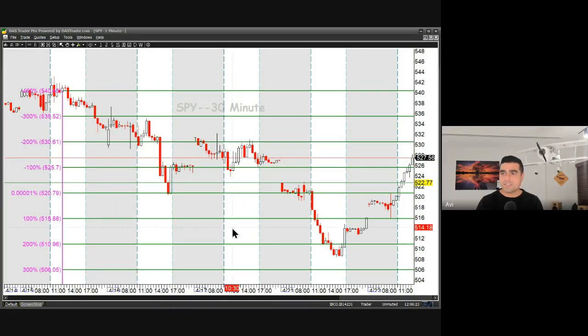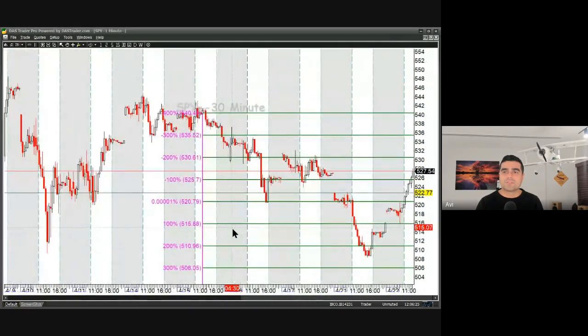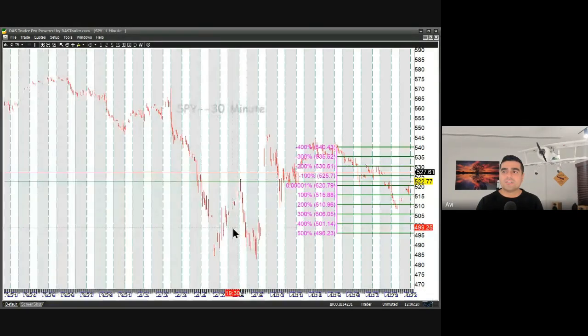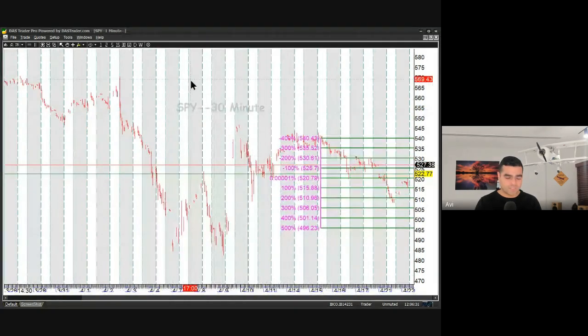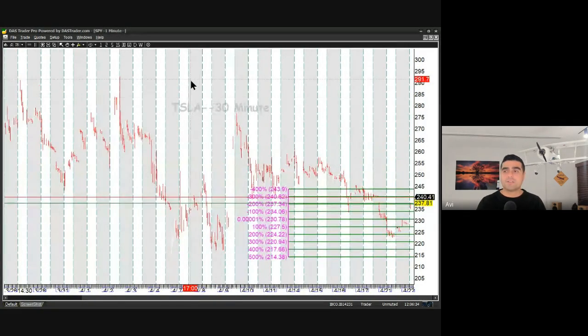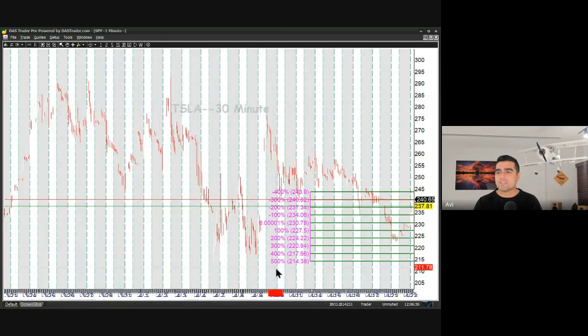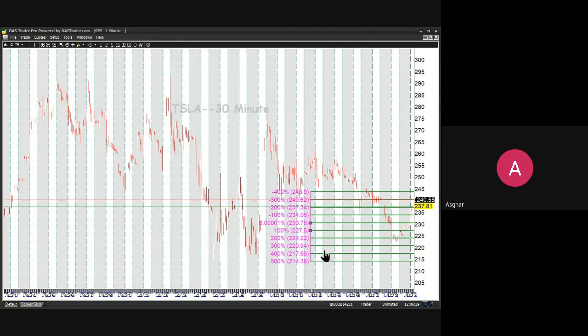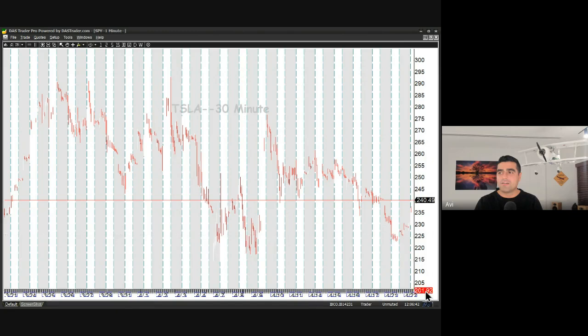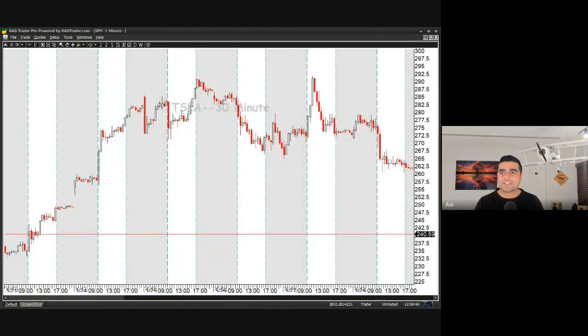What else is on your mind, guys? I'll try and find you some examples. Actually, let's look at Tesla, because that's been very active lately. I'll get rid of all these lines. Tesla level to level works. Oh yeah, I tell you, man, these levels work. I don't know what you guys are doing not trading them.